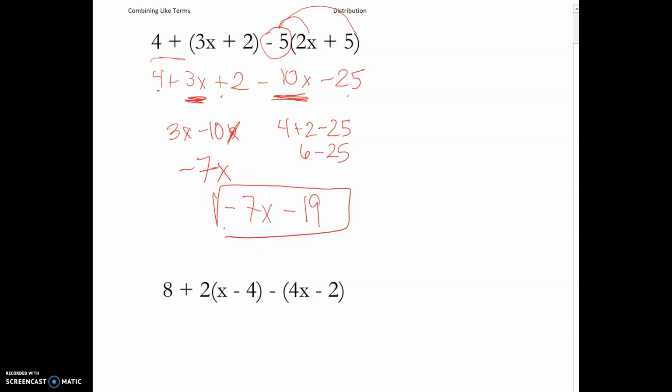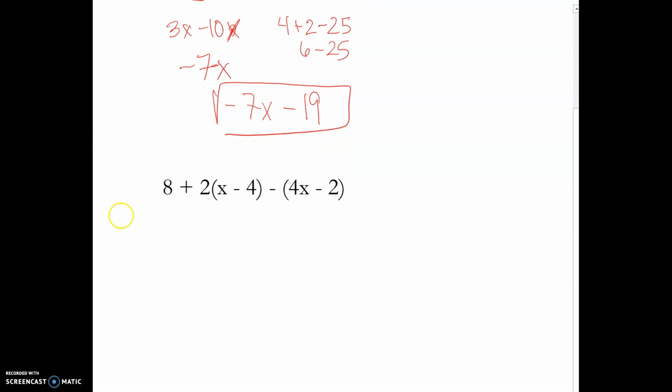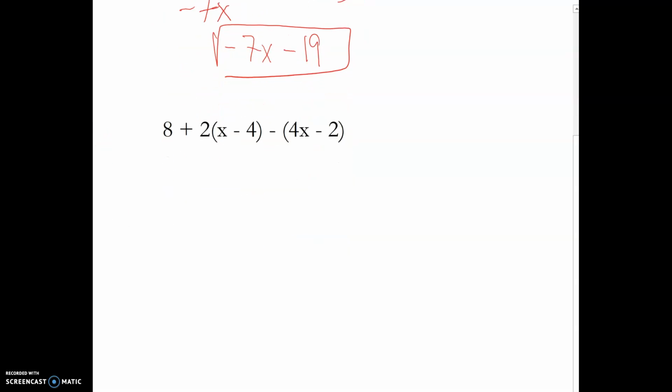If you tried the you made a mistake problem, let's go through that one as well. Looks like we're running through 8 plus 2 times the quantity x minus 4 minus the quantity 4x minus 2. So going left to right, let's distribute the 2 to this first quantity. So we get 8 plus 2x minus 8.